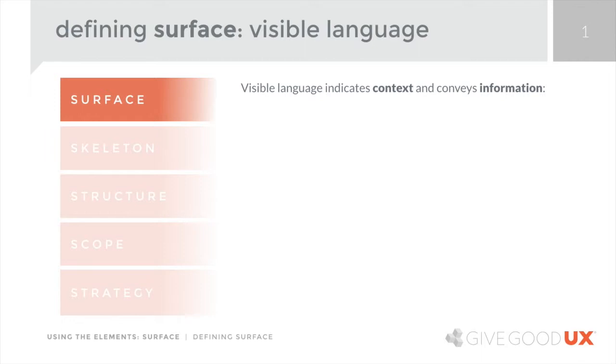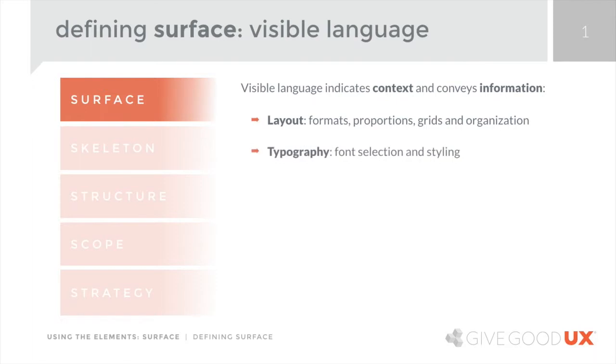And those techniques include layout, formats, proportions, grids, organization, all the underlying structure that determines what elements live where on the screen. We have typography, which is font selection and styling. What fonts do we use and how are we going to style them? Are they bold? Are they italic? Are they large? Are they small? Etc., etc. We have color, which is all about influencing perception and emotion.